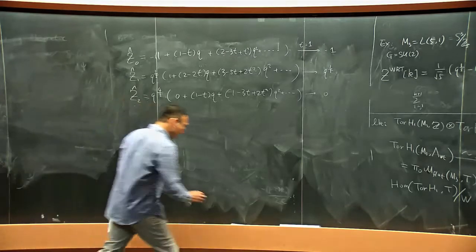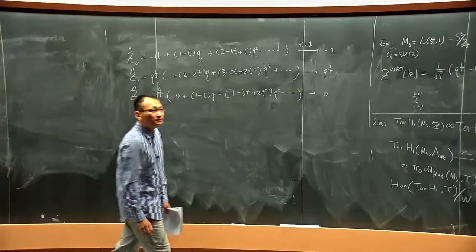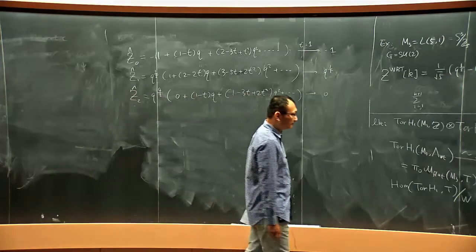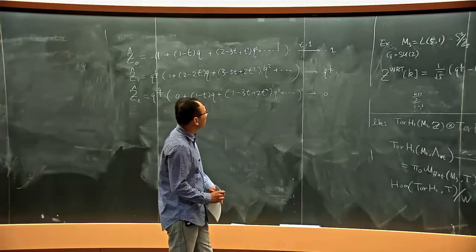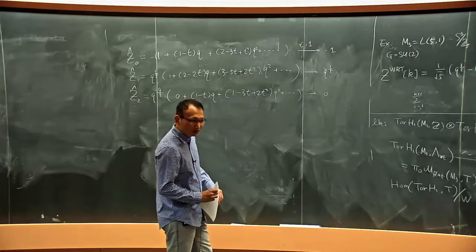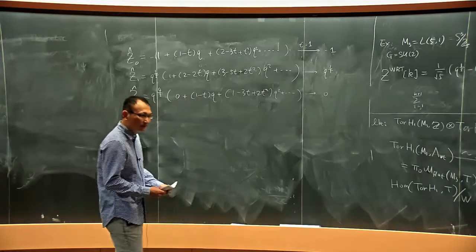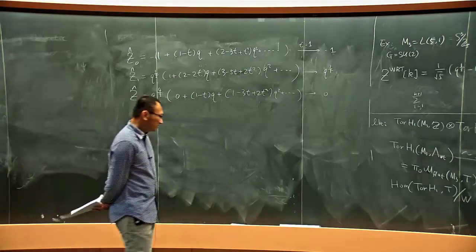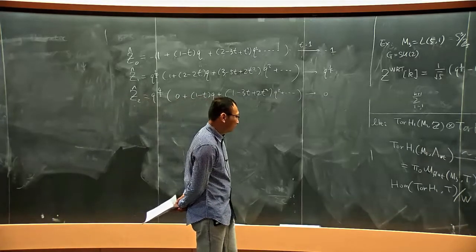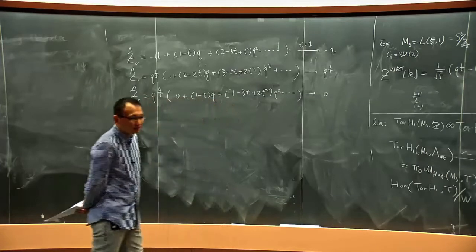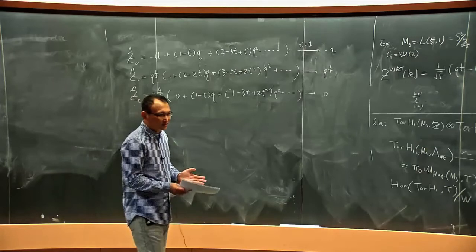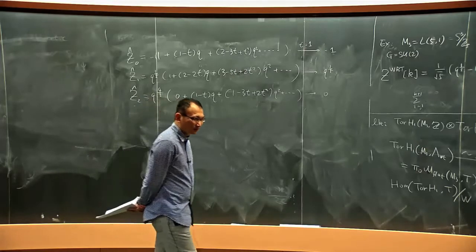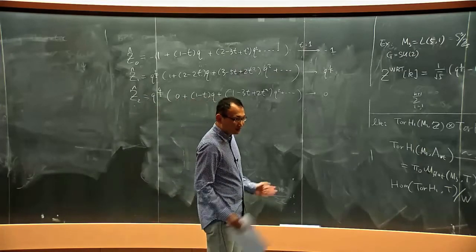So is there a reason why this series terminates? In other words, it's exact? Sorry, what? In general, Z hats are supposed to be power series in q. Yeah, in this simple case, yes. But in general, you are expecting power series in q. This lens space is somewhat special. And you're asking for a conceptual explanation.